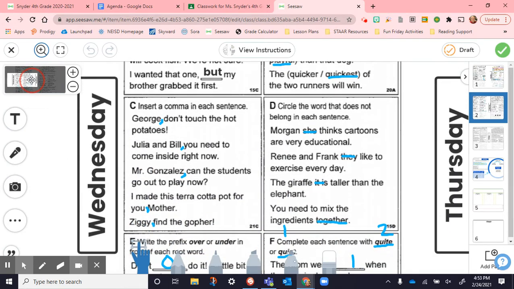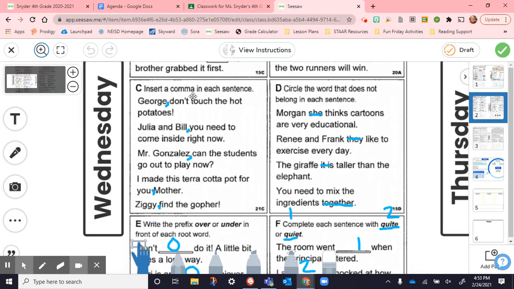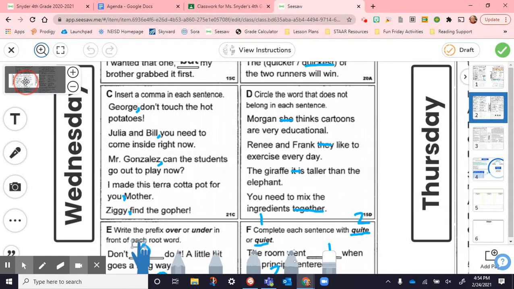All right, here on C, we're inserting commas. So George, comma, don't touch the hot potatoes. And then here we're grouping these names together. So Julia and Bill, comma, you need to come inside right now. So we're pausing after we say that name. It's called an interjection. And we're pausing after we say the person's name.